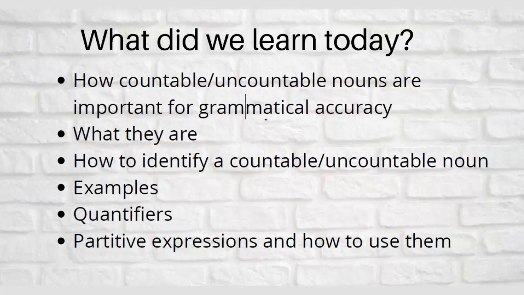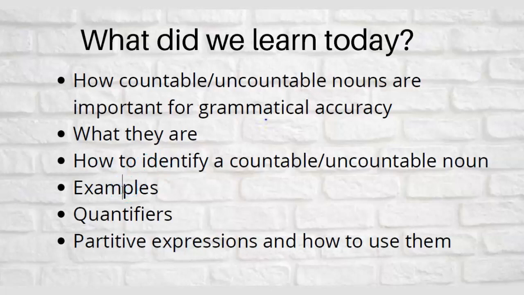Some expressions are correct whereas others are wrong. Why are they wrong? It is because of countable and uncountable nouns. What they are, we understood their actual meanings and we saw examples. How to identify a countable or an uncountable noun: we saw the list of 3 things and the simple yes and no questions. They tell you if something is countable or uncountable.